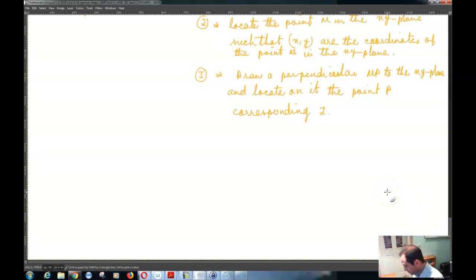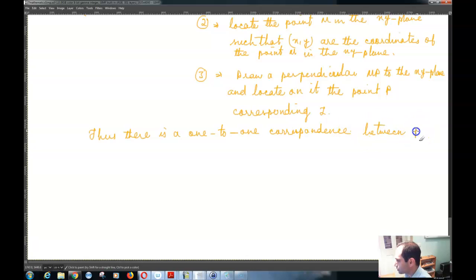Thus, considering these two basically converse processes, you can say thus there is a one-to-one correspondence between points in space and ordered triplets XYZ of real numbers.